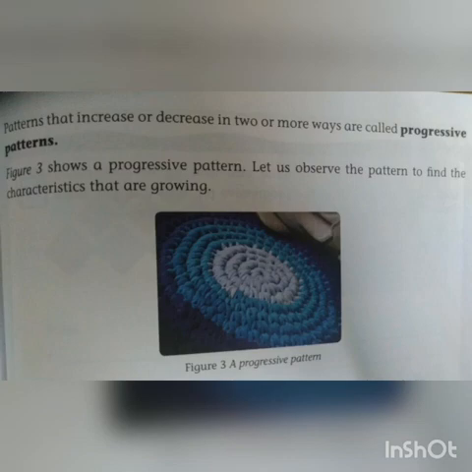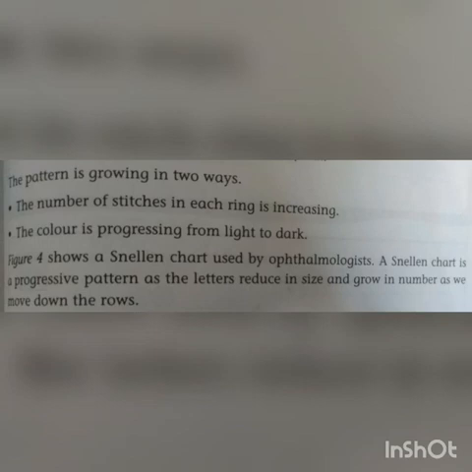It starts from a particular point and rotates continuously, and it extends continuously to a particular end. The pattern is growing in two ways. First one, the number of stitches in each string is increasing. The color is progressing from light to dark. These 2 points represent the progressive pattern. Here the stitches are also increasing in each string, and the color goes from light to dark. So this is called a progressive pattern.